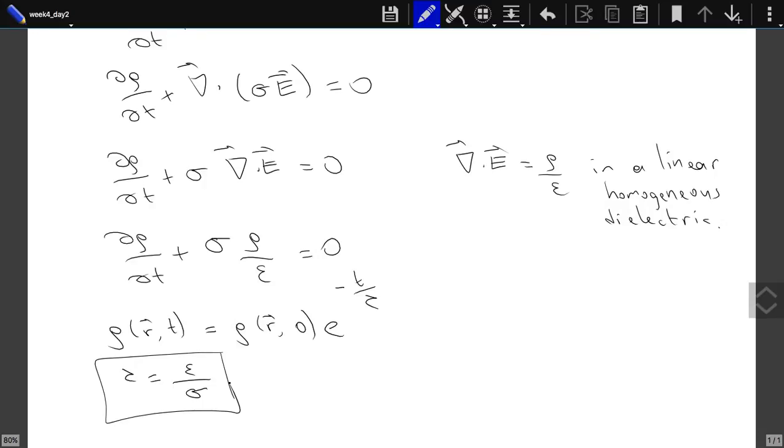The other extreme, it can be that you have a perfect conductor. A perfect conductor is one for which sigma is infinite. Well, if sigma is infinite, tau is zero, so this is e to the power minus some number over zero, which is infinite. So the charge density at time t larger than zero is zero. You put your charge at t equal to zero there and it immediately moves to the surface. So that is what we call a perfect conductor.